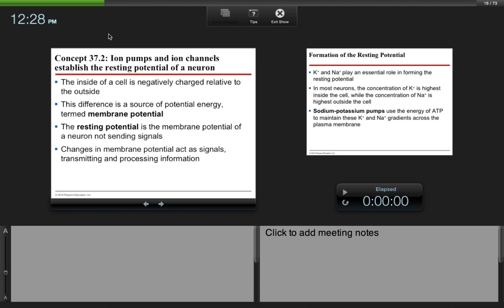So the inside of a cell is negatively charged relative to the outside of the cell. This difference is a source of potential energy, and it's called membrane potential. The resting potential is the membrane potential of a neuron that's not sending signals. Changes in membrane potential act as signals, transmitting and processing information. So basically when the membrane potential changes, this allows neuron cells to generate action potentials, in a sense, fire. They generate electrical impulses down their axons.